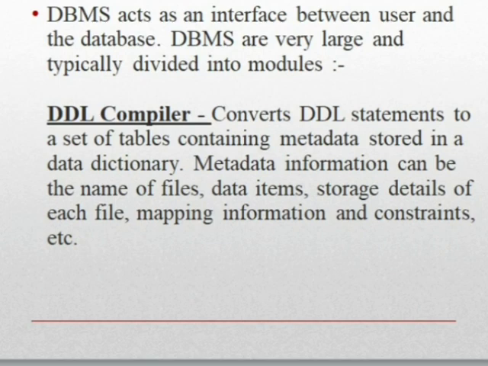First is the DDL compiler. The Data Definition Language compiler converts the DDL statements to a set of tables containing metadata stored in a data dictionary. Metadata information can be the name of the file, data items, storage details of each file, mapping information, constraints, etc. What the compiler does is take the query, and the set of queries requires a set of tables. So it uses the data dictionary to check whether these tables are stored and what the relationship types are, and then it will compile the DDL commands.